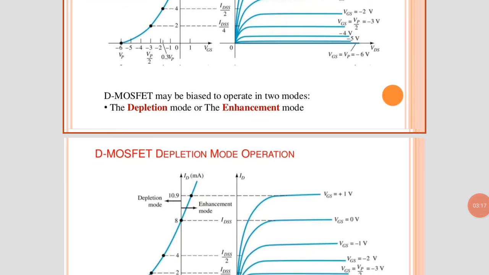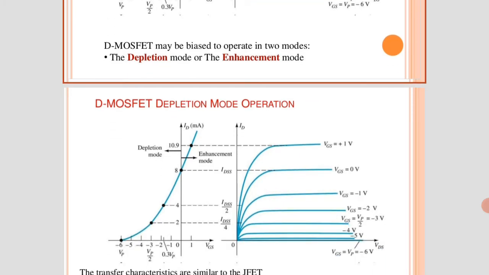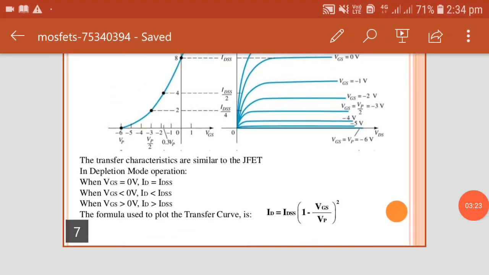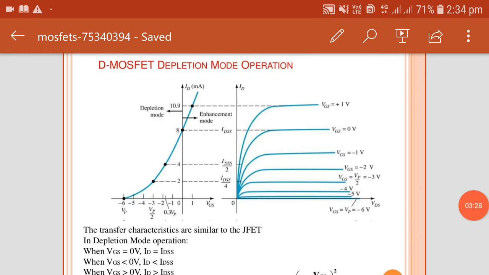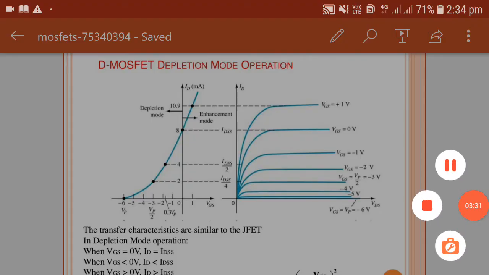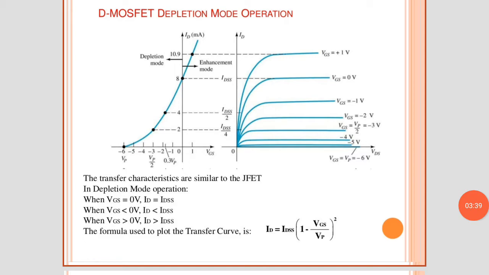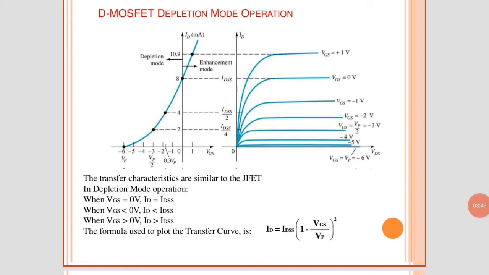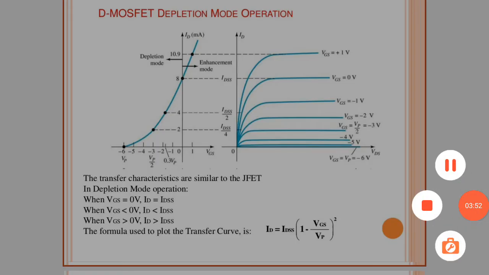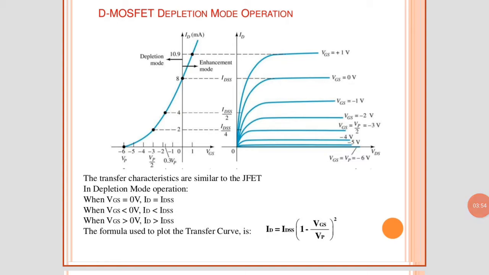After that, the D MOSFET depletion mode operation. In D MOSFET depletion mode operation, the transfer characteristics are similar to the JFET. When VGS is equal to 0 volt, ID is equal to IDSS. When VGS is less than 0 volt, ID is less than IDSS. When VGS is greater than 0 volt, ID is greater than IDSS.